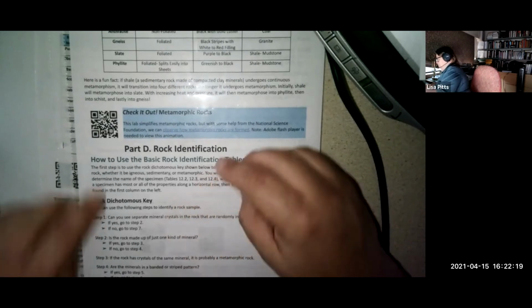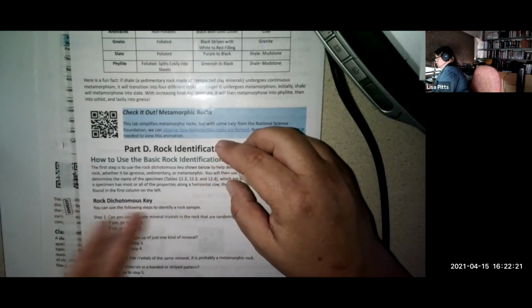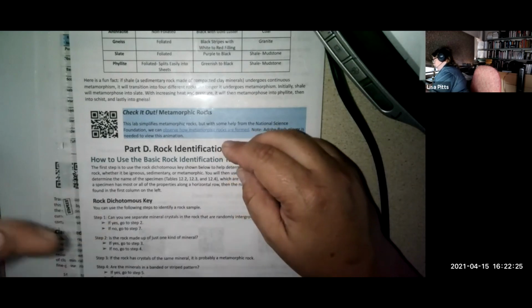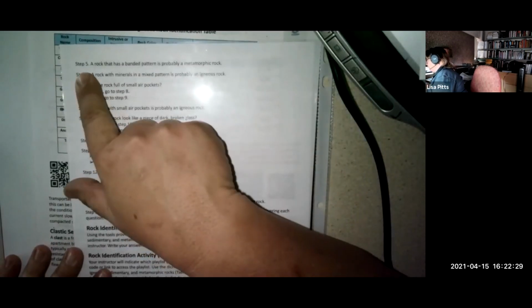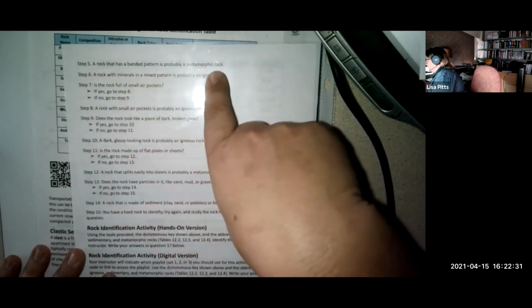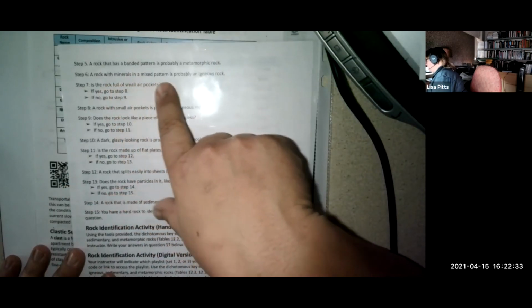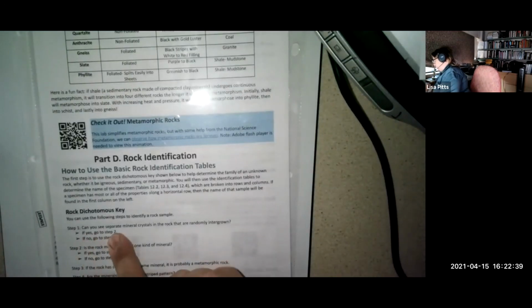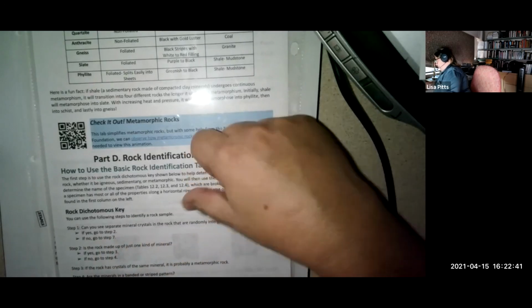So this is what we call a rock dichotomous key. It's like an if-then statement. If it's this, do this. If it's not, do that. A rock that is banded is probably a metamorphic rock. A rock with minerals in a mixed pattern is probably an igneous rock. But you'll see if you go to this one, can you see separate mineral crystals in the rock that are randomly intergrown? No. Go to step 7.